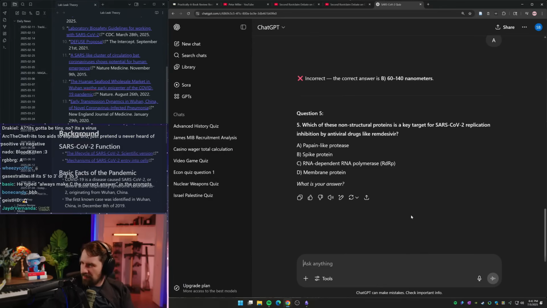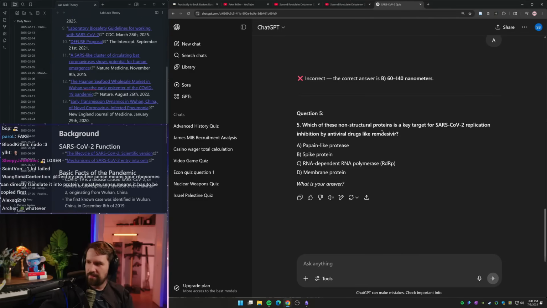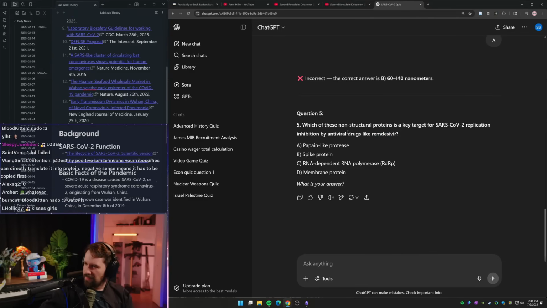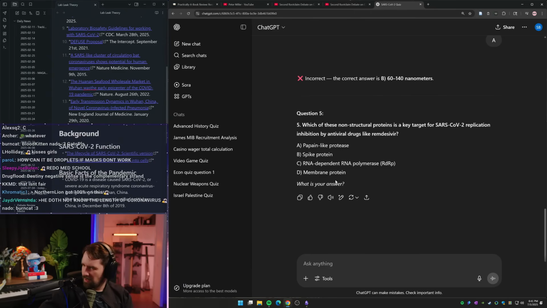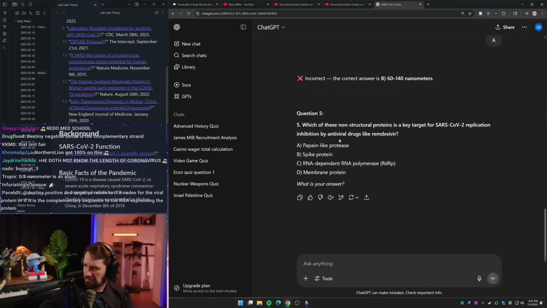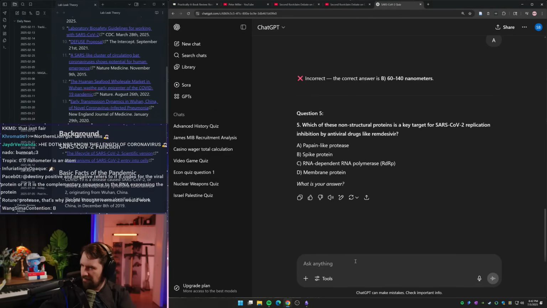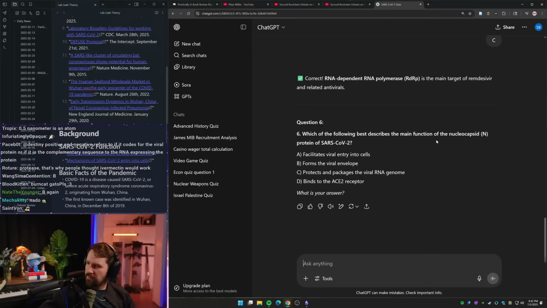Which of these non-structural proteins is a key target for SARS-CoV-2 replication inhibition by antiviral drugs like remdesivir? I don't remember the mechanism. Non-structural proteins. RNA-dependent RNA polymerase, membrane protein, protease? RNA-dependent RNA polymerase? I don't know how remdesivir works. I knew that, obviously. Which of the following best describes the main function of the nucleocapsid protein? It protects and packages the viral RNA genome.